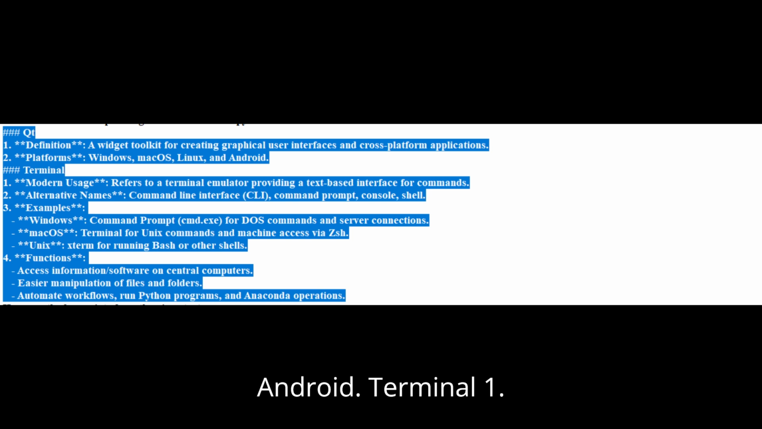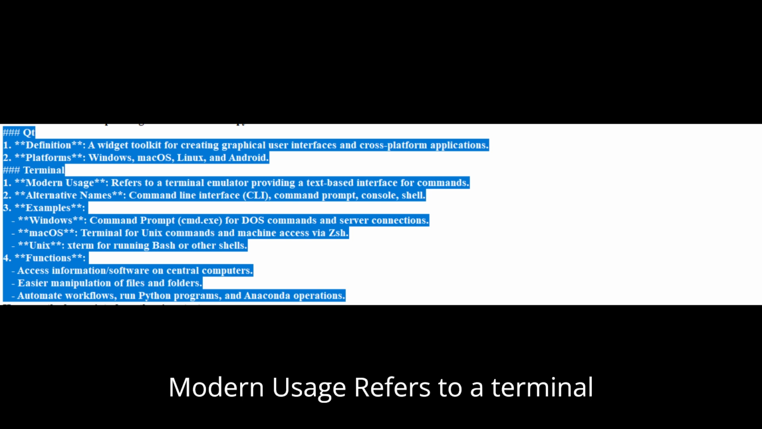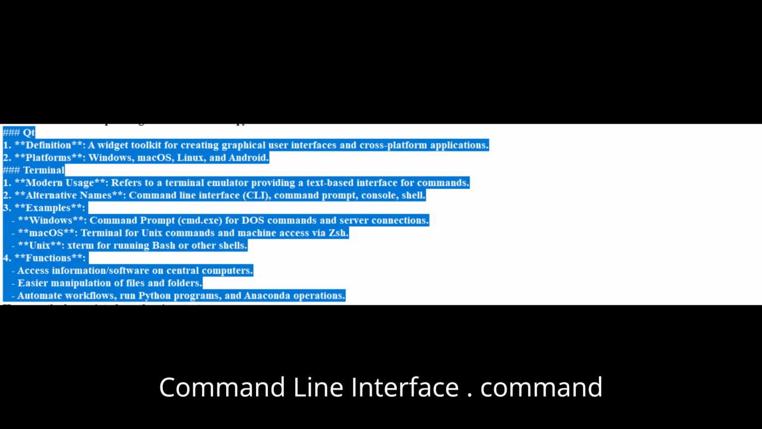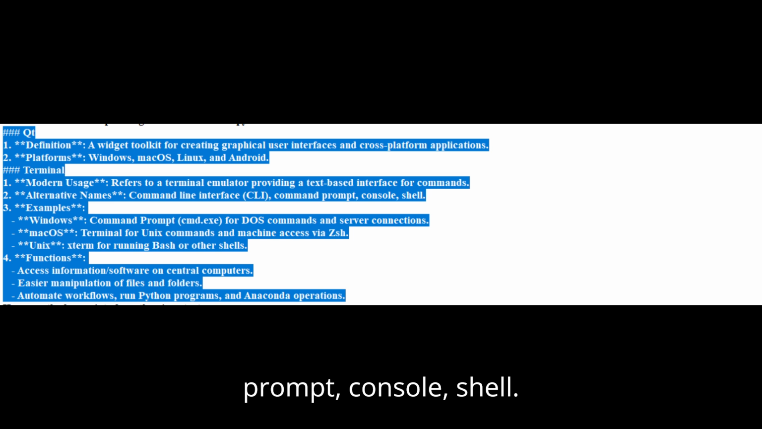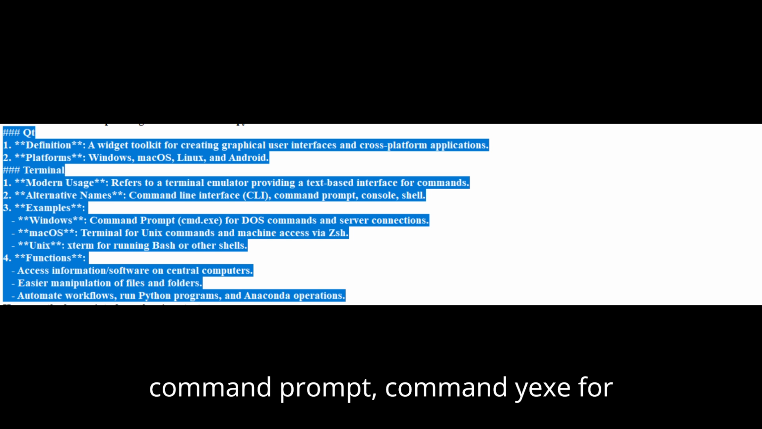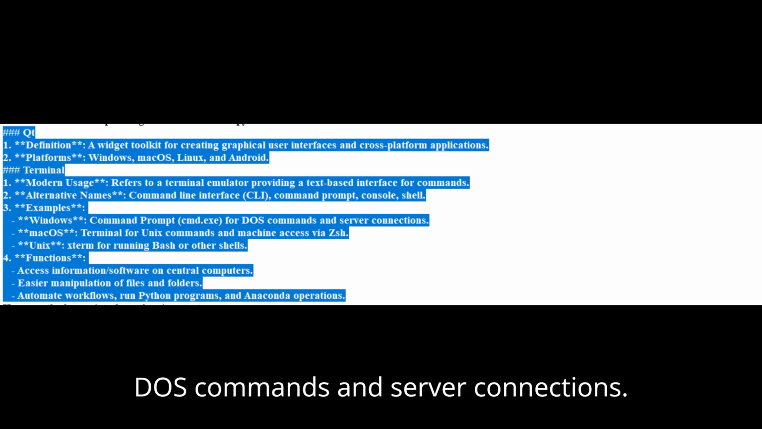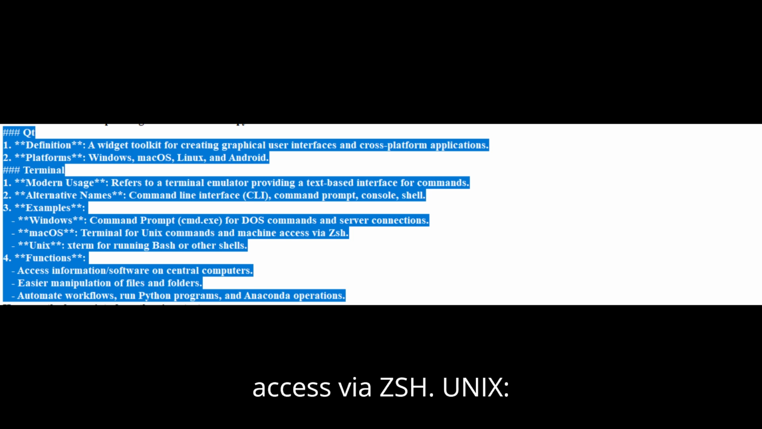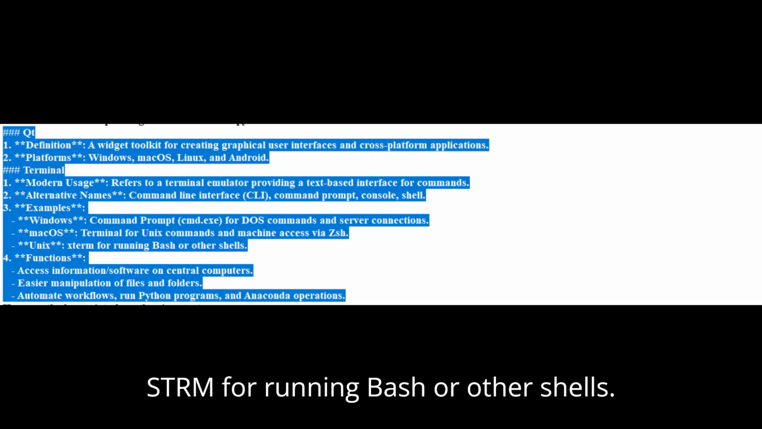Terminal. 1. Modern usage: refers to a terminal emulator providing a text-based interface for commands. 2. Alternative names: command line interface, CLI, command prompt, console, shell. 3. Examples. Windows, Command Prompt, cmd.exe, for DOS commands and server connections. macOS, Terminal for Unix commands and machine access via ZSH. Unix, xterm for running bash or other shells.